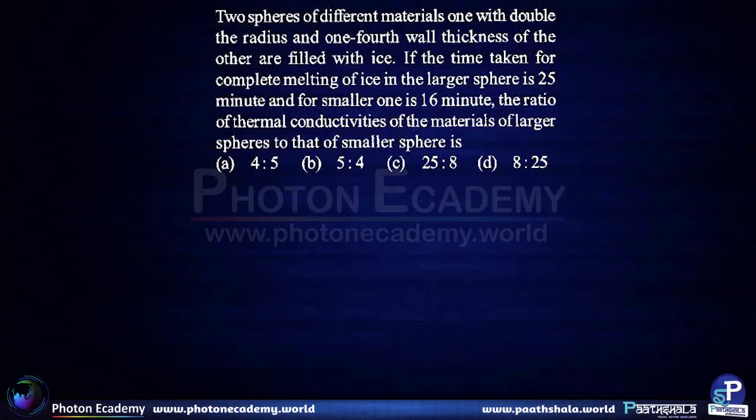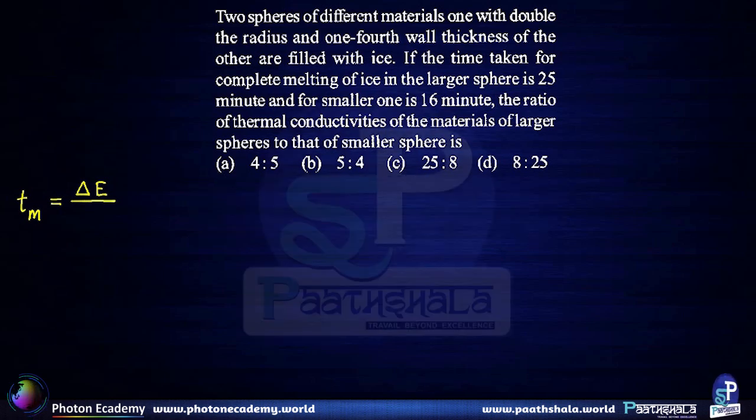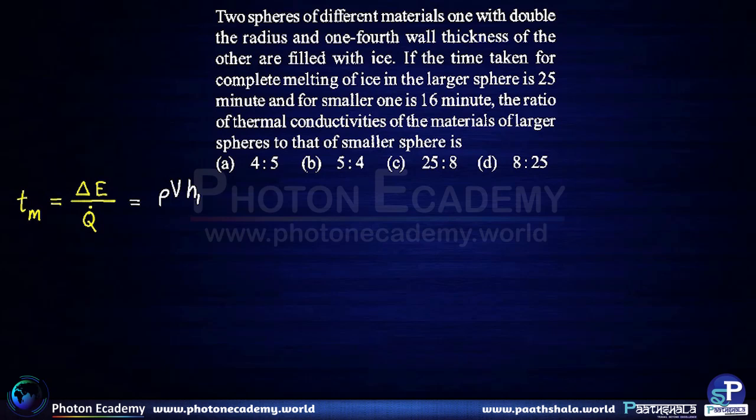The time taken for melting, Tm, would be equal to the amount of heat to be added in order to melt the material, ice in this case, divided by the rate of heat transfer across the walls of the spherical surface. This is equal to the mass of ice, which is equal to the density times the volume of the ice, multiplied by the latent heat of melting of the ice.